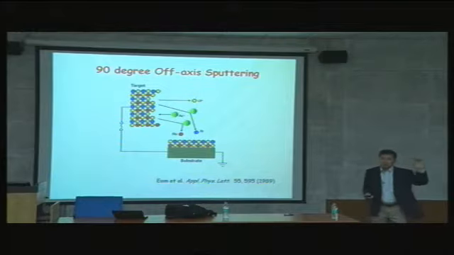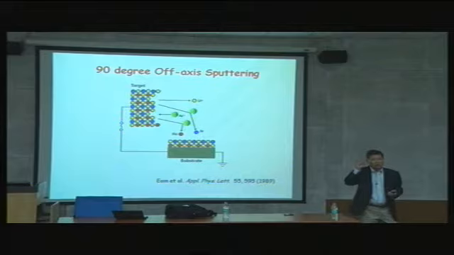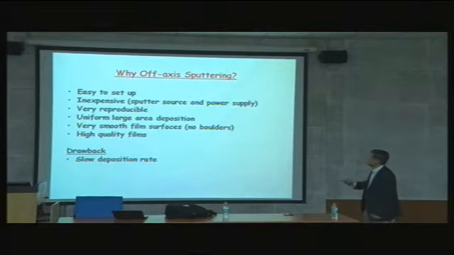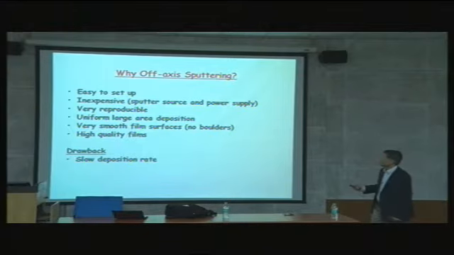As I said at the beginning of the first slide, stoichiometric control is the most important thing you have to check when you grow thin films. If the stoichiometry is wrong, then the crystalline quality and everything else is not meaningful, because your material is not the right material you are growing. You have to control the stoichiometry exactly as you want, and this one allows you to do that. So offset sputtering is very easy to set up and inexpensive.